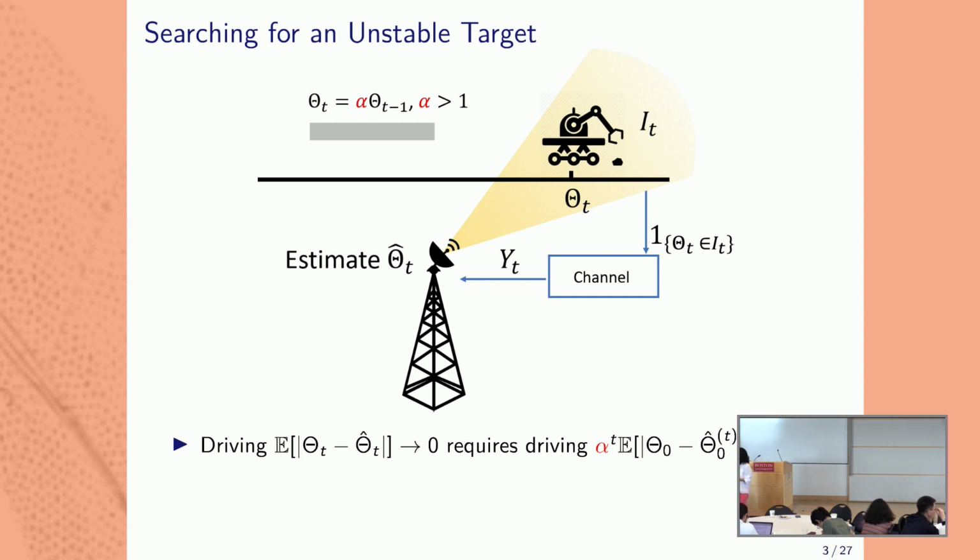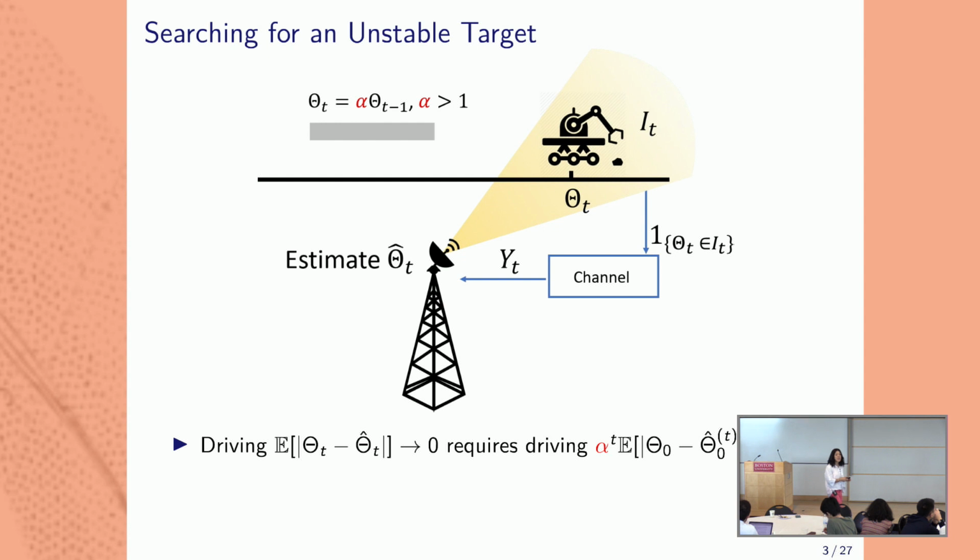To be able to do this, I need to estimate the initial location, theta 0, exponentially well as time goes on, right? Is that clear? Because let's say if I have an epsilon error here at time 0, I have an alpha to the power t that will be multiplied, right? So unless this guy is going to 0 exponentially fast for all times, I cannot stabilize the system, right?